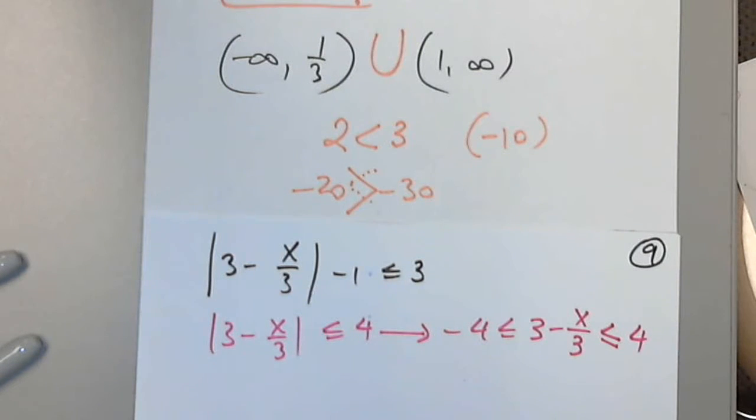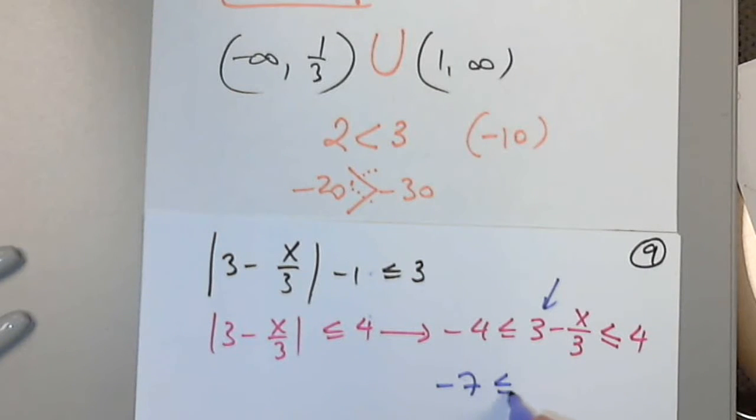Why do I call it nice? It's because I can solve both inequalities at the same time, which I cannot do with the previous one. Those have to be completely separate. Multiply everything by 3? Yes, but perfect. But I would like to get rid of this first, because I will have less to multiply. Good. Yeah. Subtract 3, -7 less than or equal to negative x over 3 less than or equal to 1.